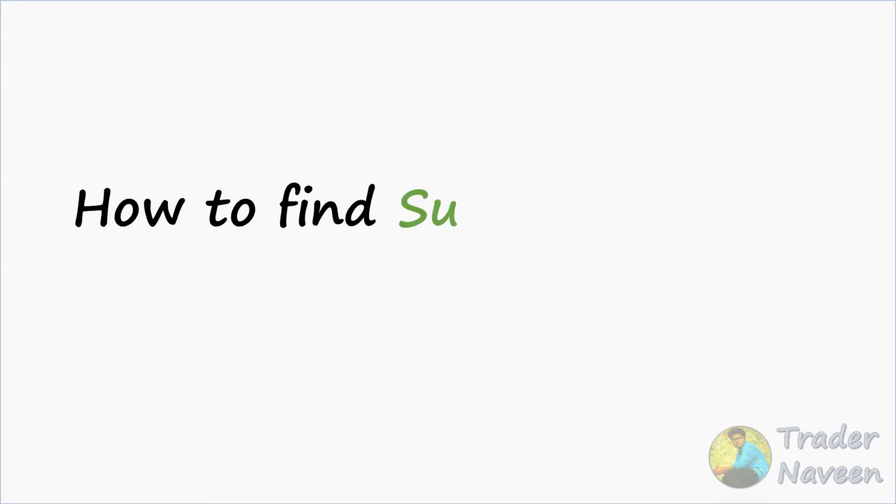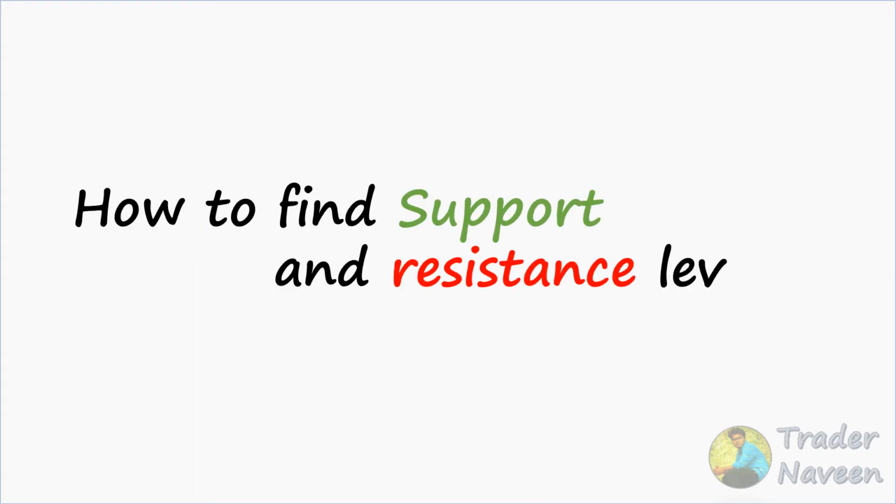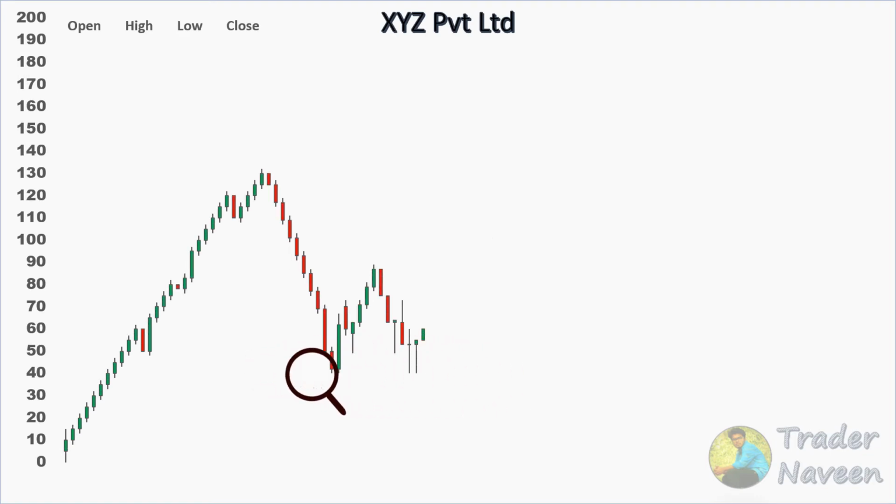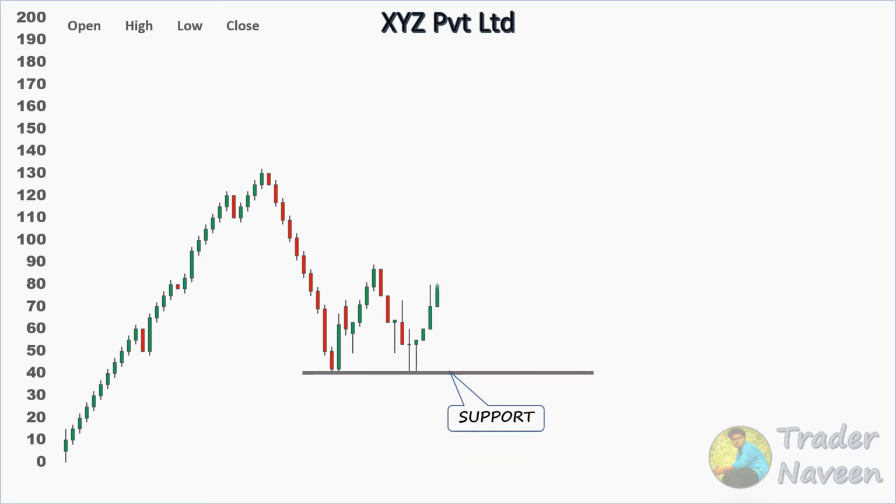How to find support and resistance levels? To find a support level in any script, look for the same lower price level which is tested at least 2 times. Now connect those 2 points with a horizontal line, and you find the support. If the price reaches the same support level again and indicates to go up, you can initiate a buy trade.